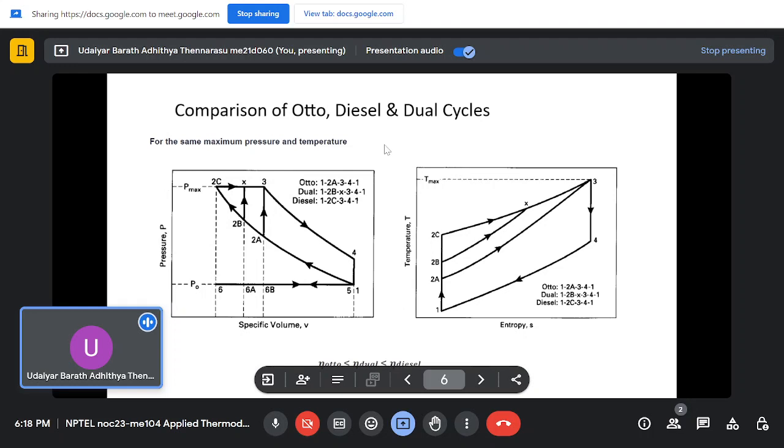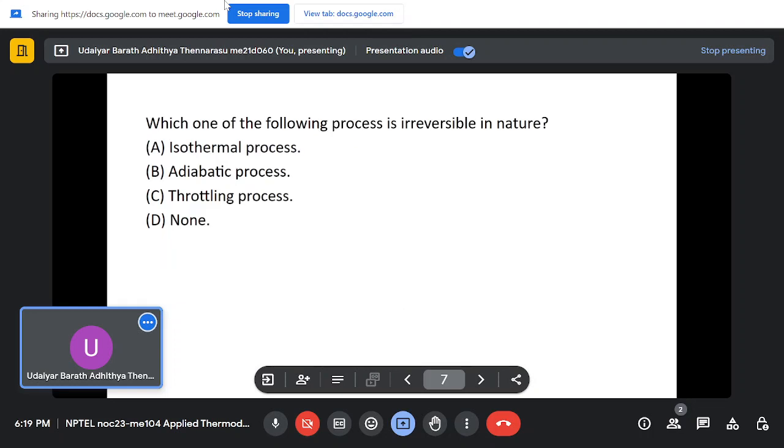So when we assume that compression ratios are the same, or you say the same engine is operated in different cycles, in that case Otto will be the most efficient and diesel will be the least efficient. But if you assume that you are limiting the maximum pressure, then diesel is the most efficient compared to the Otto cycle and dual.